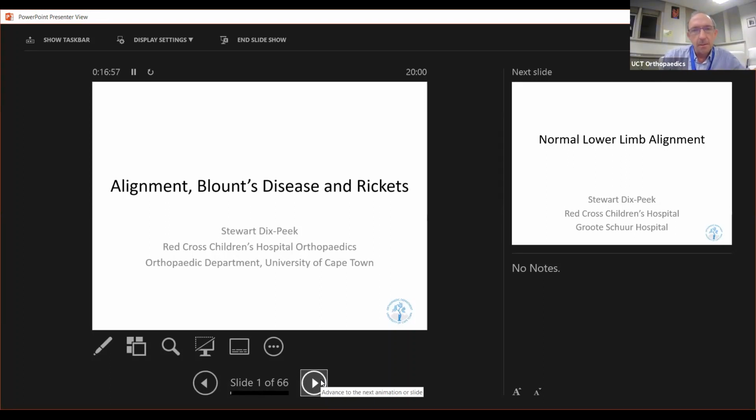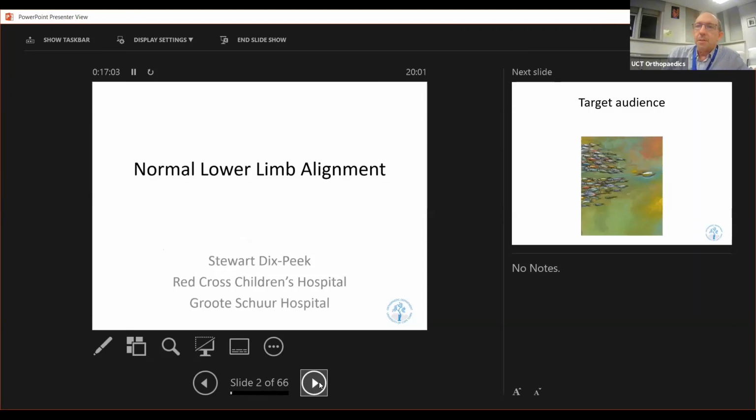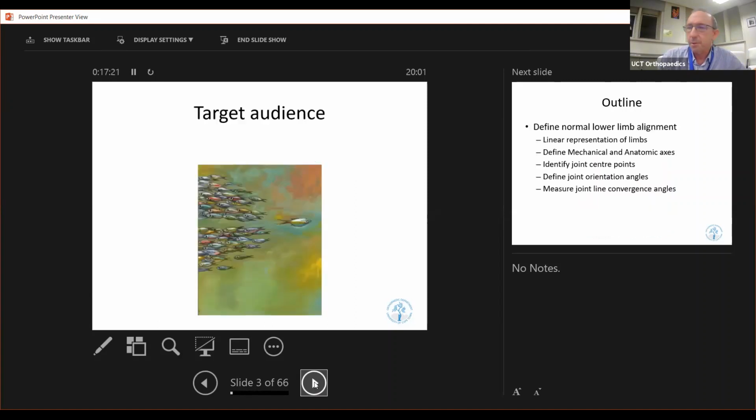Really, the thing that maybe just wraps it all together is going to be this concept of alignment. And so I wanted not to get stuck in the detail of normal lower limb alignments, but just quickly refresh us. And I'm going to go through this quite quickly. Pravesh, I suggest that if I'm going too fast, you just phone me or something.